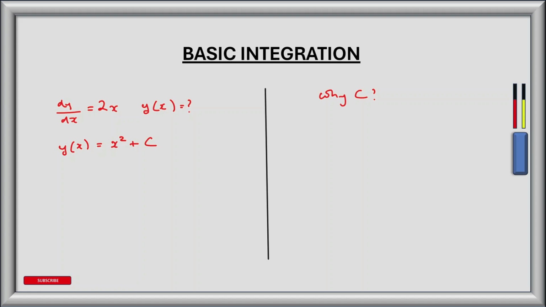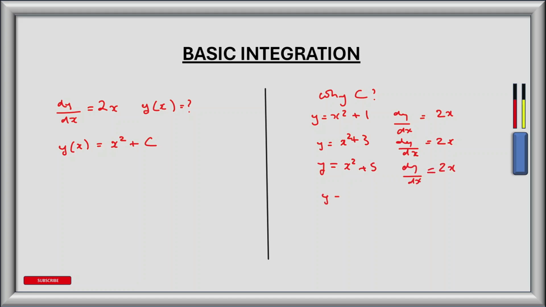Let's take a look at some examples. If we have y is equal to x squared plus 1, dy by dx is equal to 2x. If we have y is equal to x squared plus 3, dy by dx is also equal to 2x. If we have y is equal to x squared plus 5, again dy by dx is equal to 2x. So it follows that for y equals x squared plus c, the derivative dy by dx is equal to 2x.